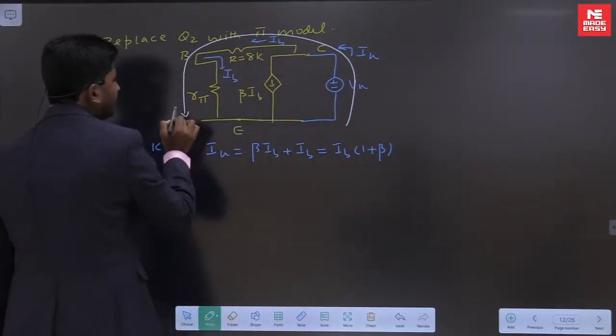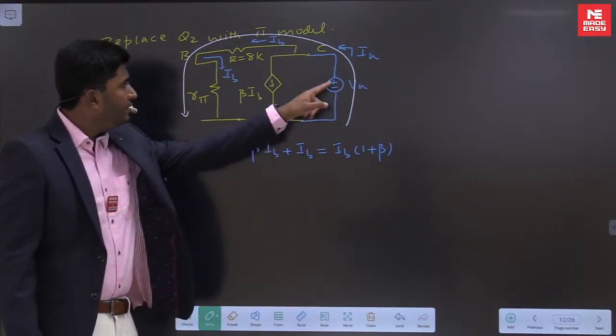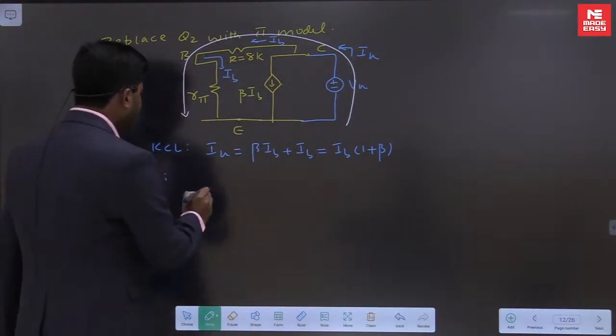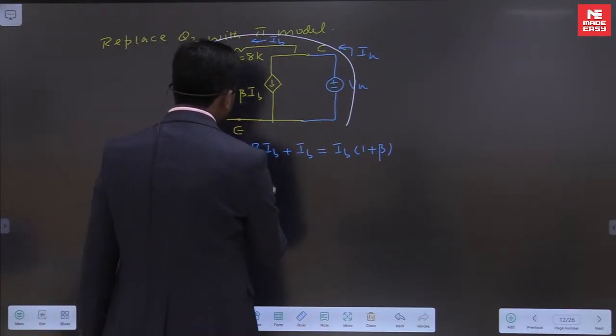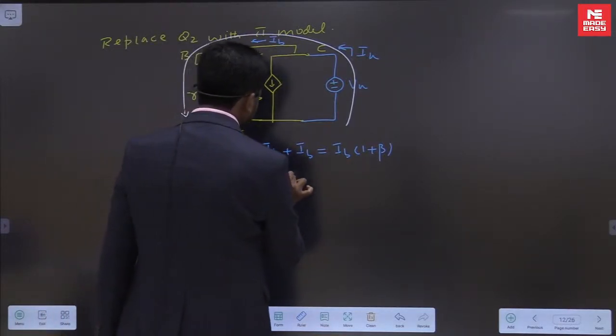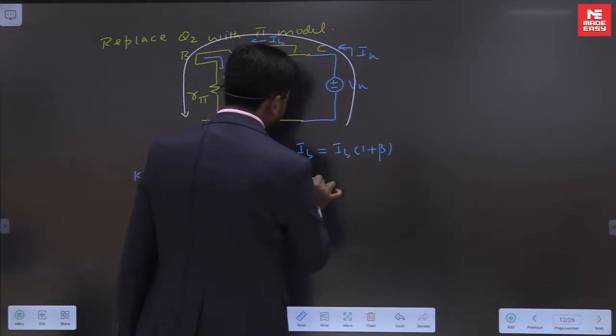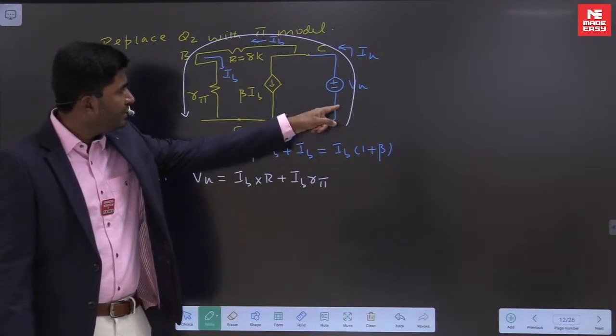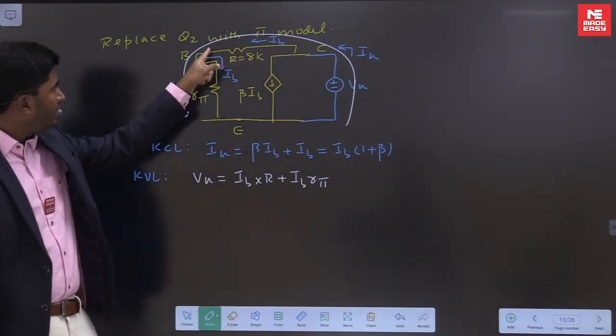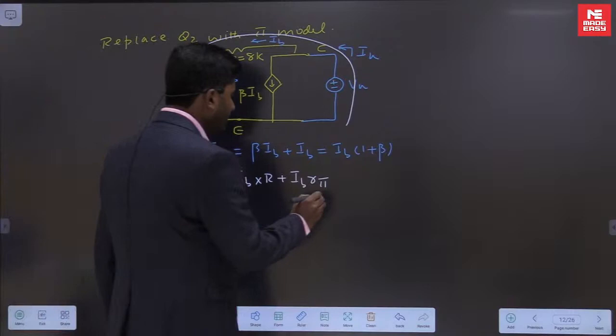KVL like this. Okay, apply KVL in this loop. You will get Vx equal to IB into R plus IB into R pi. Okay, I have applied KVL here. Vx is equal to IB into R plus IB into R pi.